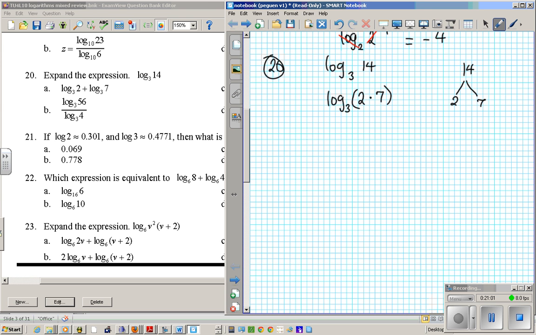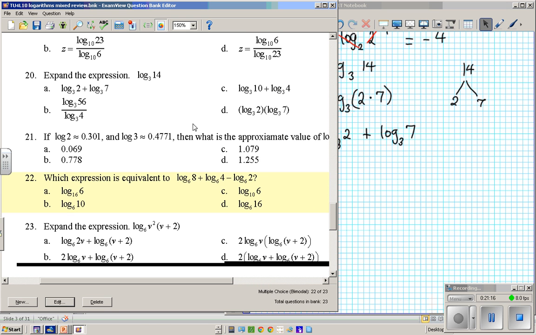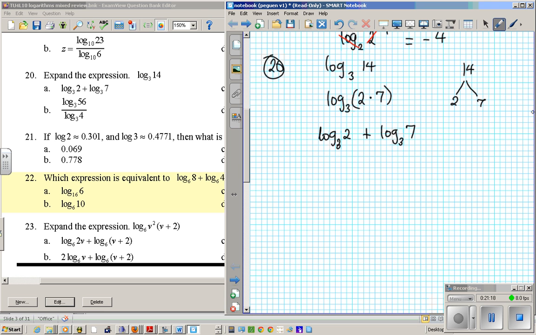When you're multiplying numbers, what are you doing to the logs? You're adding, right? So it's going to be log base 3 of 2 plus log base 3 of 7. So that is consistent with option A. Our answer here is A.